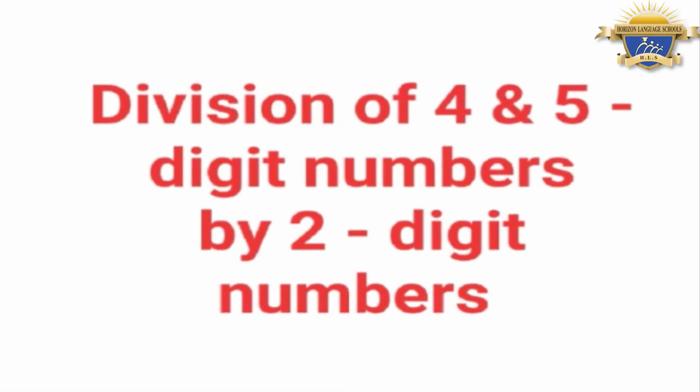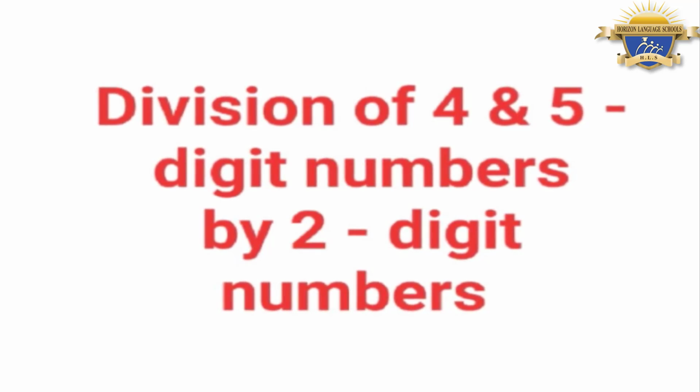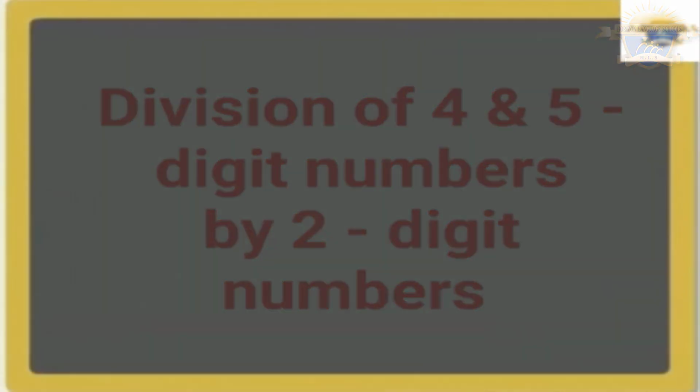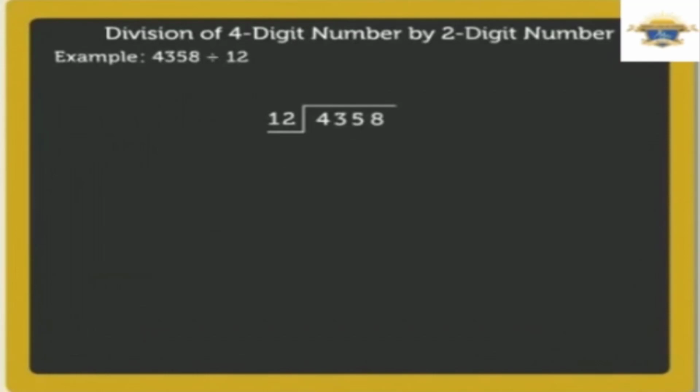Let us study about division of 4 and 5-digit numbers by 2-digit numbers. Let us solve an example to understand division of 4-digit numbers by 2-digit numbers. Divide 4,358 by 12. To solve this simple division, there are 5 steps.